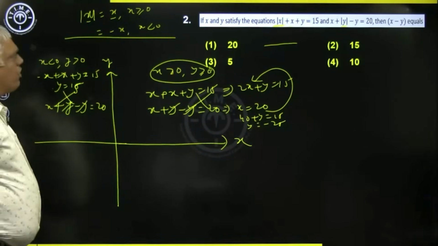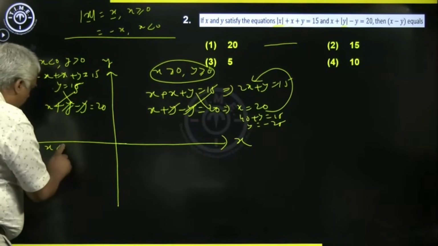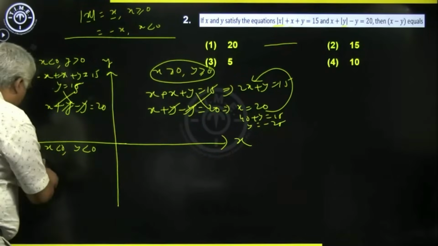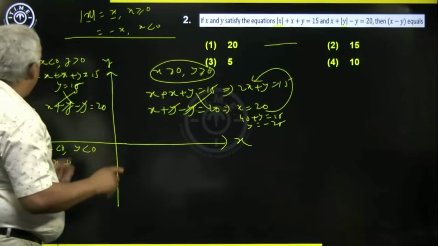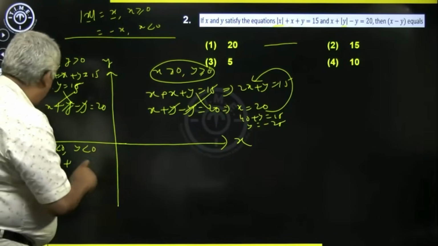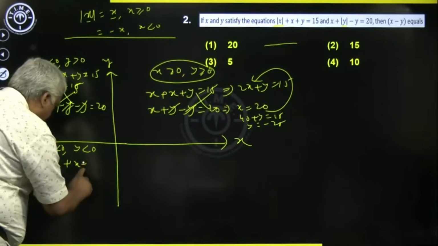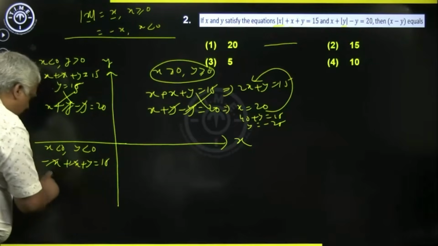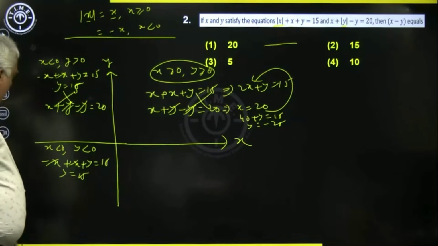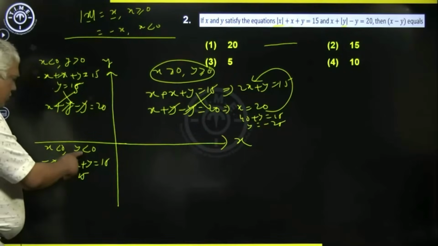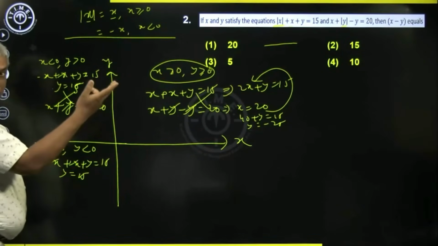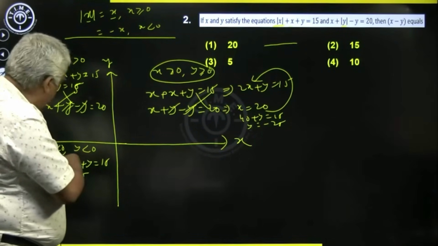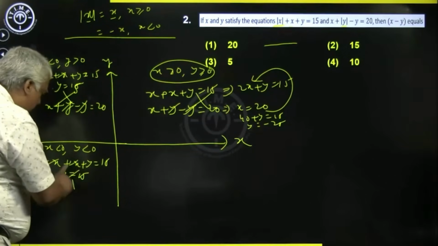Let us go to the third quadrant, where x is negative and y is also negative. Here |x| will be -x, so we get -x + y = 15. X cancels, so y is 15. But here y has to be negative, so no need to check the second one, because y is already positive when both have to be negative. So we will not get any solution.